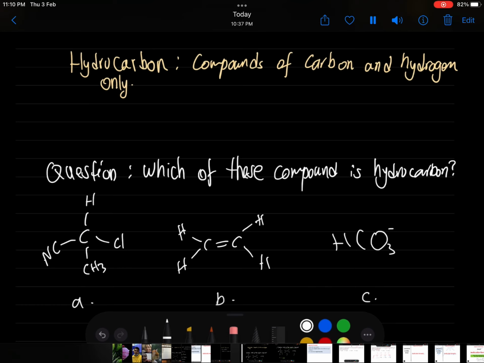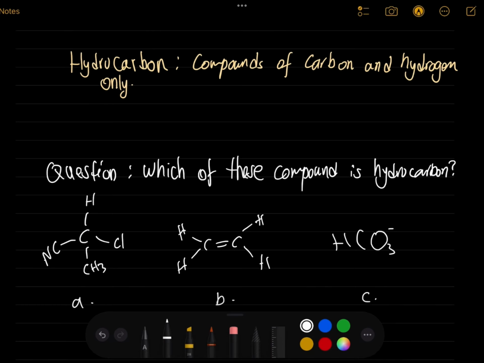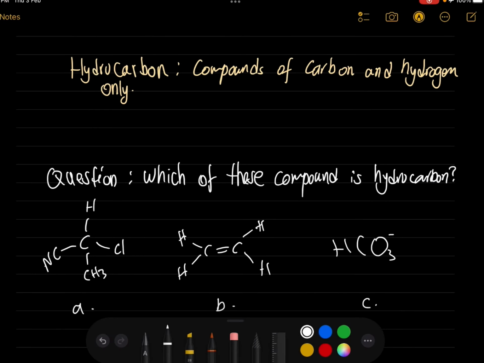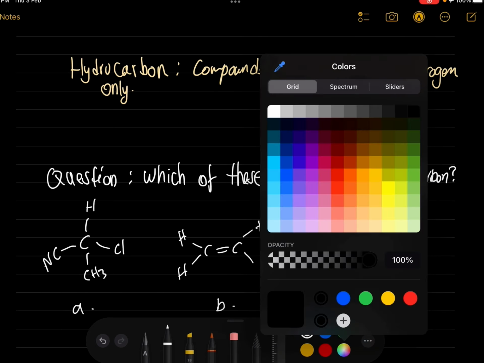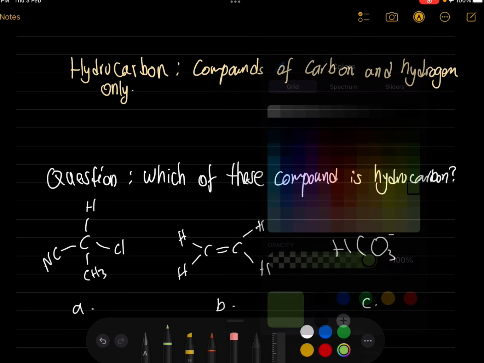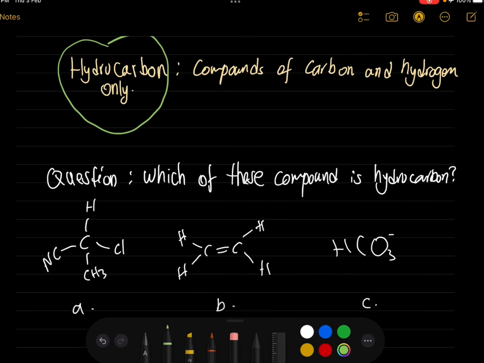So today we're going to start with chapter 14, which is about introduction to organic chemistry. The first definition that we're going to start with today is hydrocarbons. From its name, you can deduce what it stands for. It stands for compounds of carbon and hydrogen only.